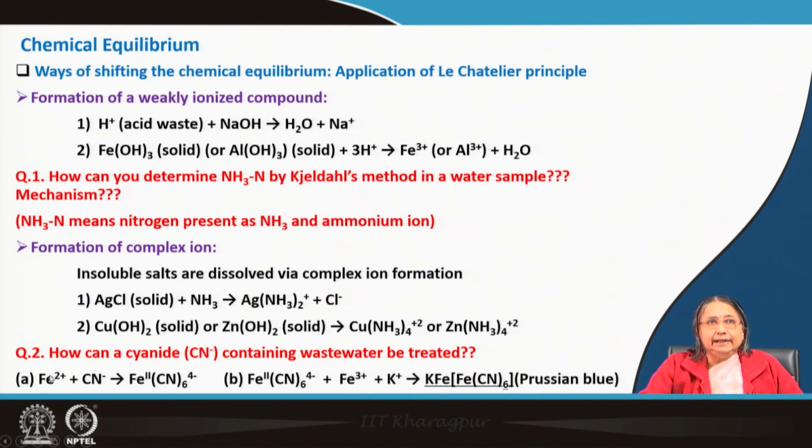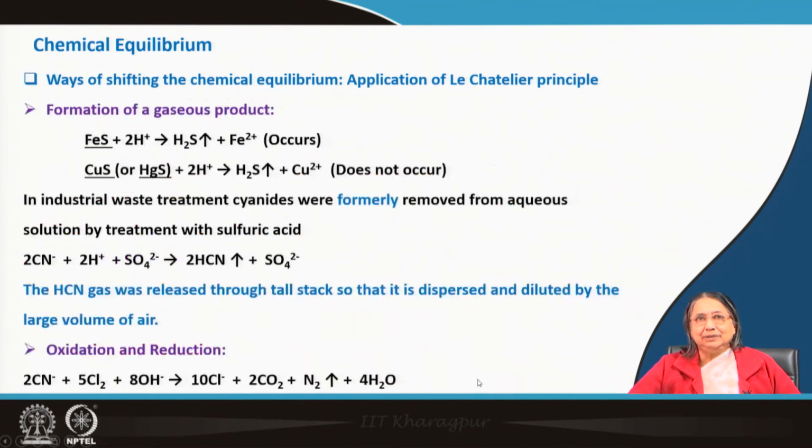Now, in the case of cyanide, there is some complex formation, for example, Fe(CN)6 4 minus, that is ferrocyanide. When we do this, the reaction will also go towards the forward direction, and this way we can remove cyanide. We can treat cyanide-containing wastewater and remove the cyanide through formation of Prussian blue, a complex which is precipitated. It is a solid substance and it is precipitated.